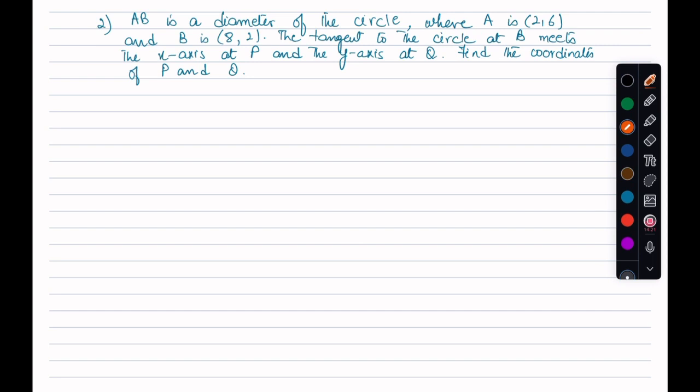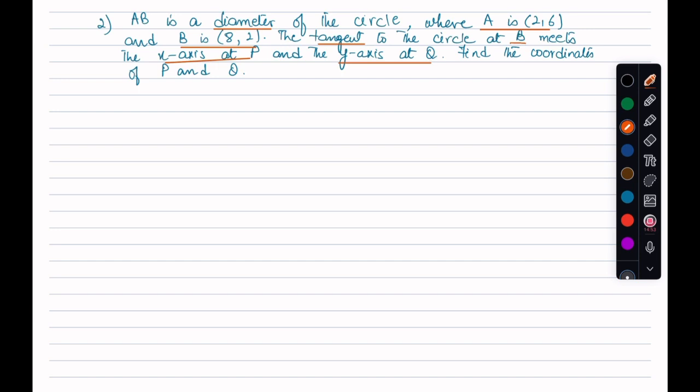So the second question says AB is the diameter of the circle. Let's start underlining the keywords. AB is the diameter of the circle, where we know that the radius is half of the diameter. A is (2, 6) and B is (8, 2). So these are the two points present on the circumference of the circle. There is a tangent to the circle at B, passing through B, and this meets the x-axis at P and the y-axis at Q.